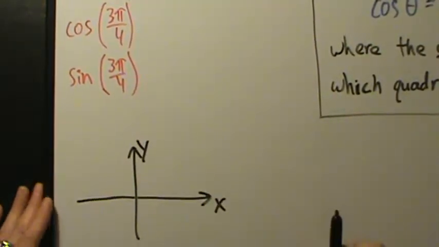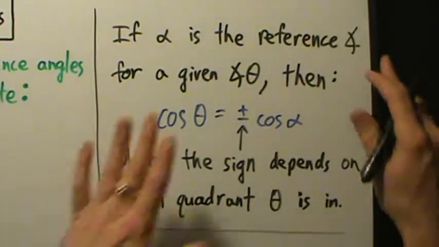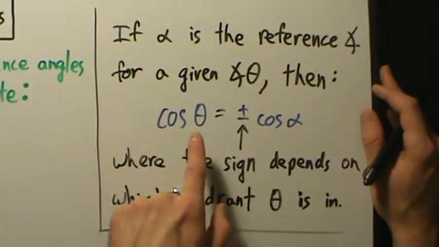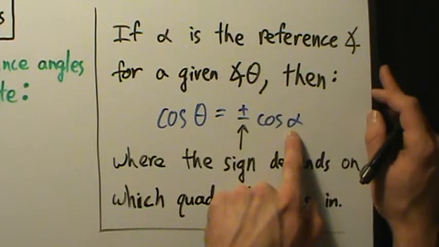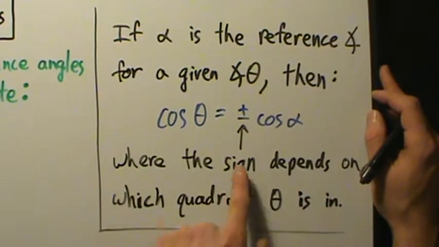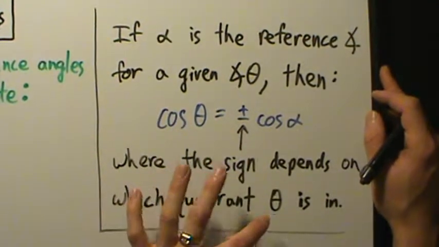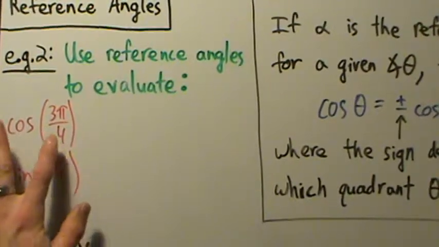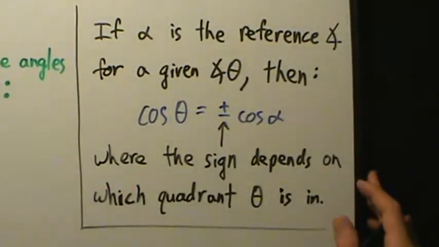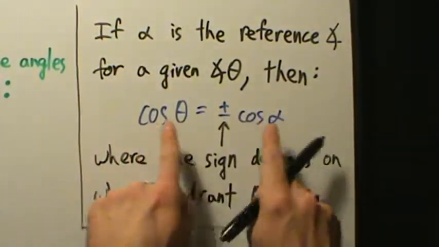Now we're going to use this fact here: cosine of theta equals plus or minus cosine of our reference angle, where the sign depends on which quadrant theta is in. Our theta is 3 pi over 4. And remember, this is also true for all 6 trig functions, not just cosine.